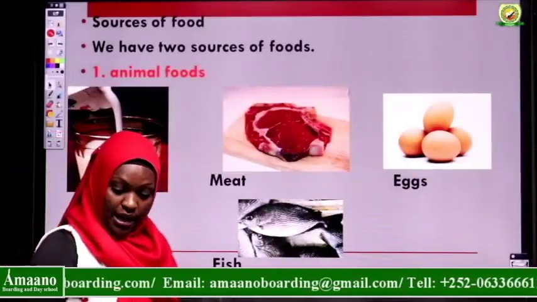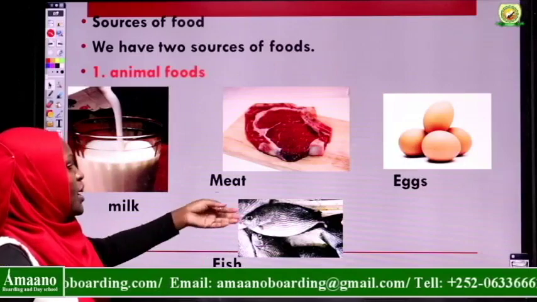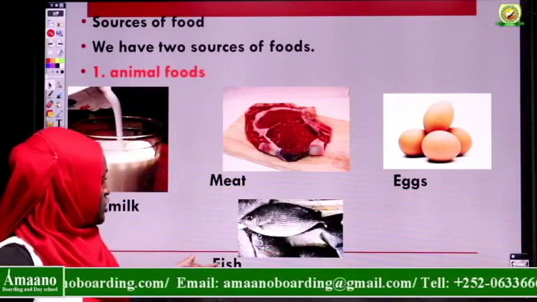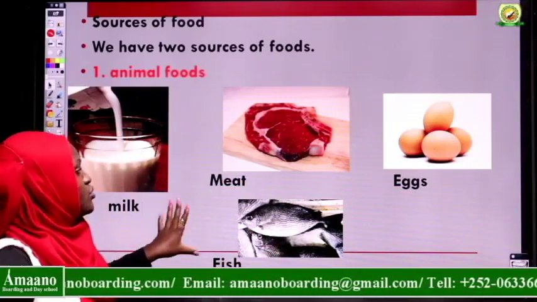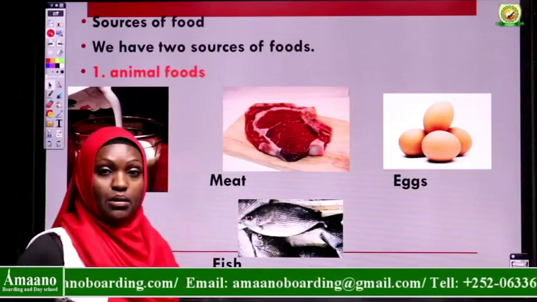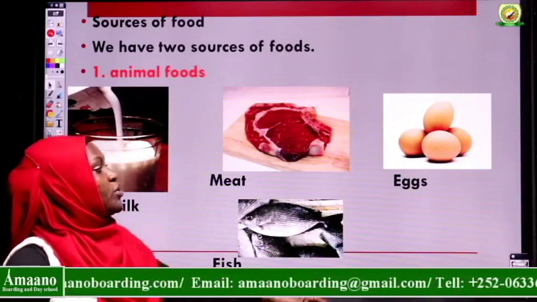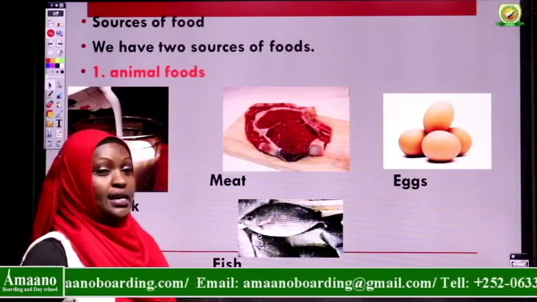These are the animals' food. So you find that you're drinking milk, you have meat, you have eggs, and you have fish. We also have the chicken. These are the animal foods. These ones we get from animals. So animals, that is one source of food. Where do we get the eggs from? We get the eggs from a hen. So a hen is an animal.